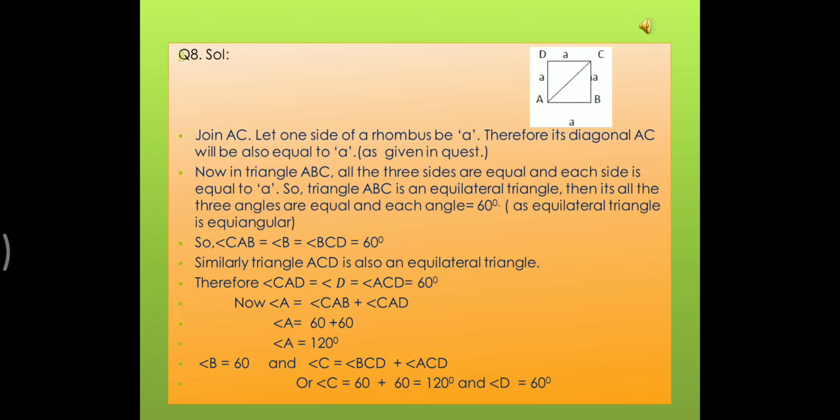Angle B is equal to 60 degree, and angle C is also divided into two angles. When we add up these two angles, that is angle BCD and angle ACD, we will get angle C's value. Angle BCD is 60 degree and angle ACD is also 60 degree. Then we get angle C's value as 120 degree, and angle D's value is equal to 60 degree.